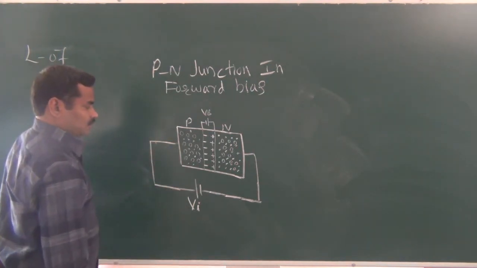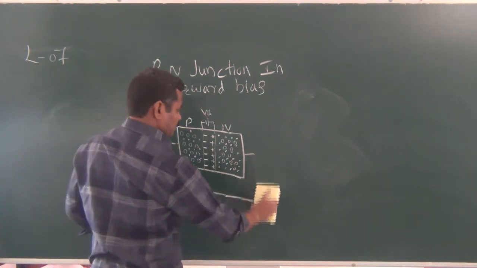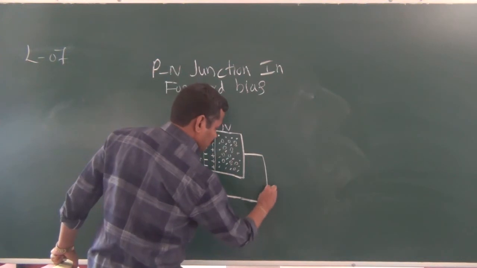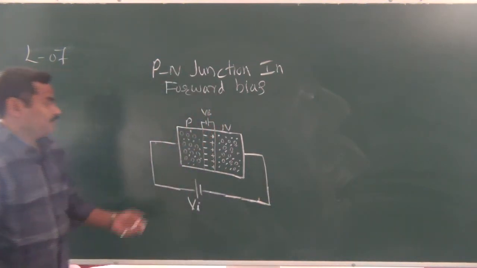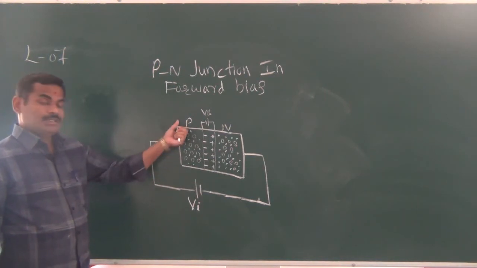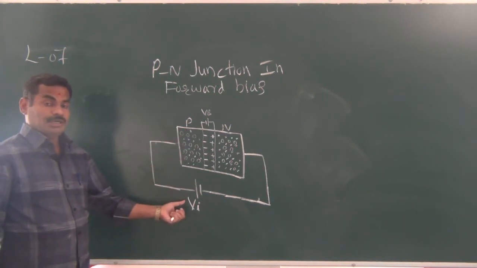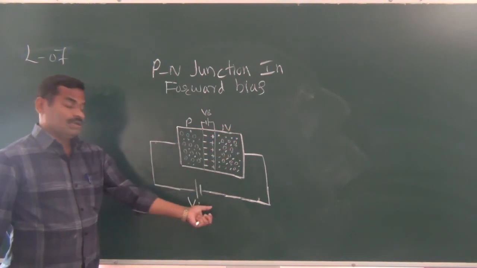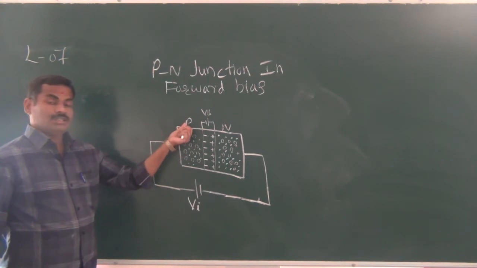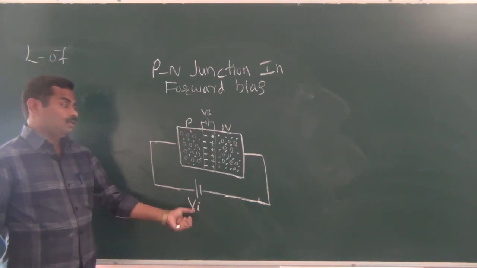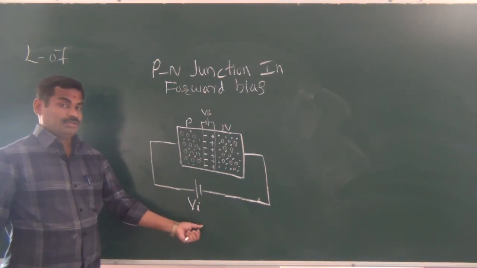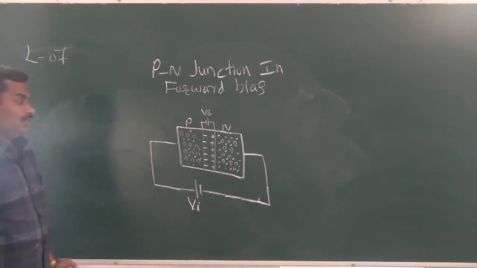Look here, the first step, what you write: the forward bias is nothing but the P-type semiconductor is connected to the positive battery and the N-type semiconductor is connected to the negative battery. This is the first step you write. What is forward bias? The P-type semiconductor is connected to the positive battery and the N-type semiconductor is connected to the negative battery. Done.